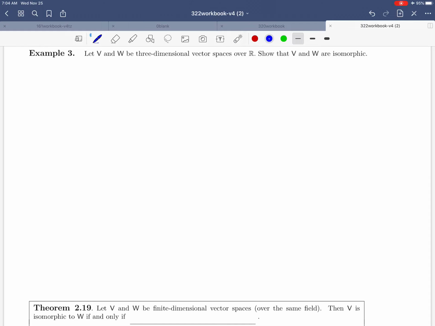Hi everybody, and welcome to example 3 on page 62. Let's take a minute to read this example together. So let V and W be three-dimensional vector spaces over R. We'd like to show that V and W are isomorphic.